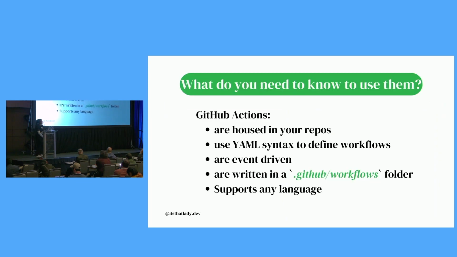So what do you need to know to use GitHub Actions? They're housed in your repository. All you would need is a .github folder with a /workflows folder, and all the files go in there. It uses YAML syntax. They're event-driven, and they support any language, like I said before.